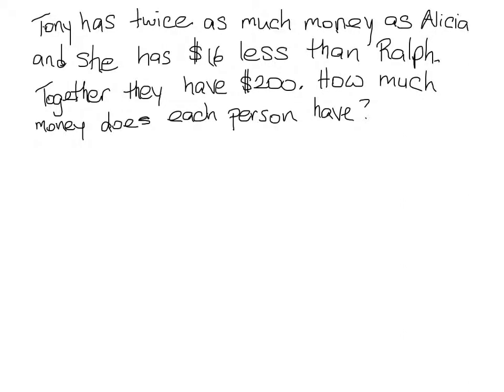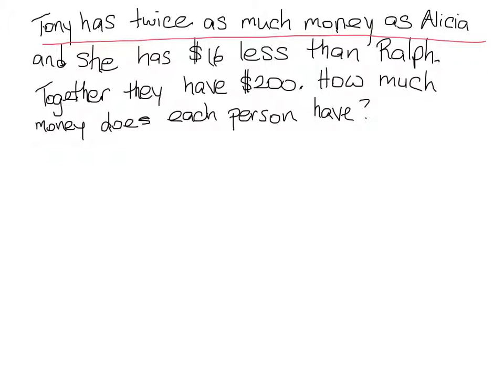Hi, so here's another video where we're going to look at a strategic way of solving a word problem using algebra. And so the first thing that I want us to look at again is what do you know and what do you not know? What do you want? So we know here that Tony has twice as much money as Alicia.